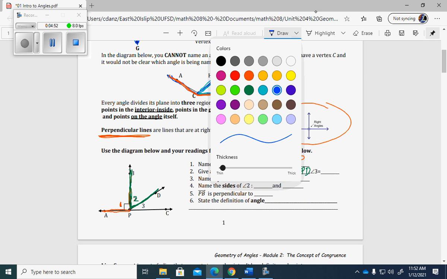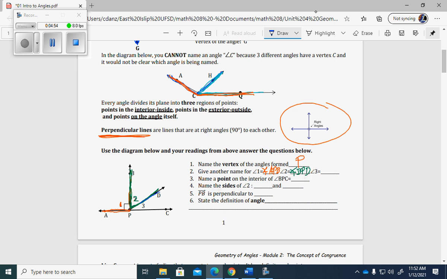And I'll use this blue color. Angle 3, if I trace it, it's this, which could be called angle DPC. Then it asks for a point on the interior of angle BPC.